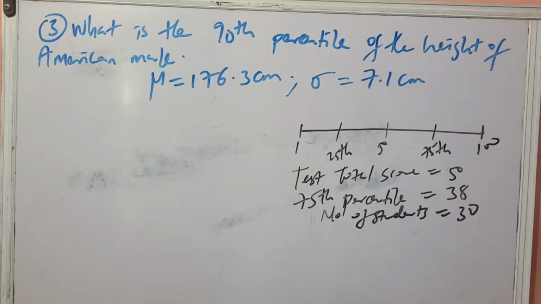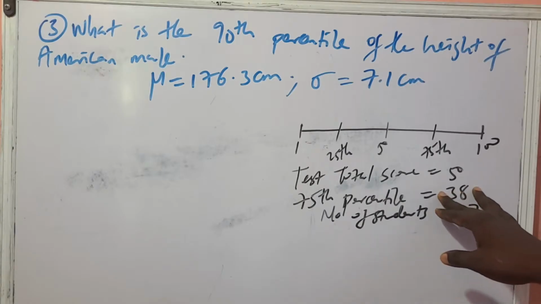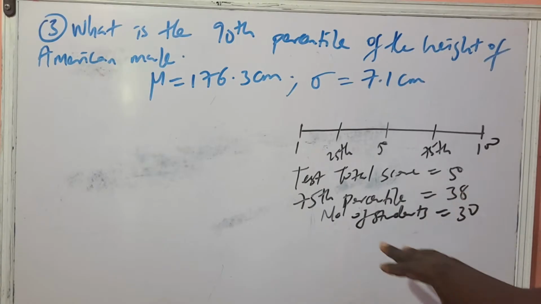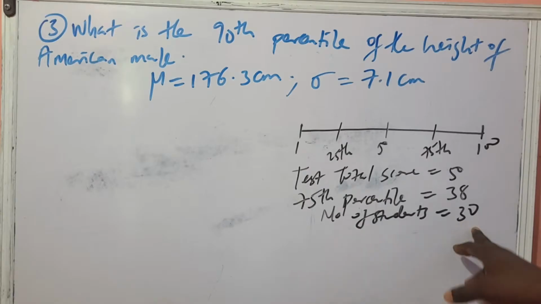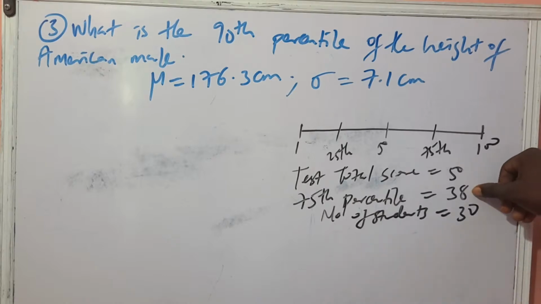Just let me give you a very important thing to note. It's possible that the whole 75% of people may have 38 as their score. If 75% of these 30 people had 38, it's still correct. That's why I said 75% of people had as small as this. That means they had 38 as a score, or they had less than 38. That's the meaning of the 75th percentile.